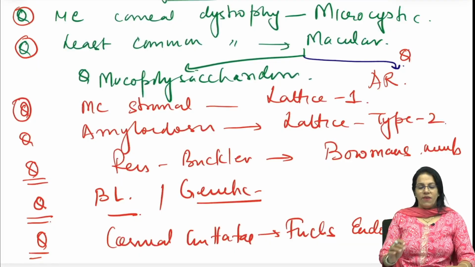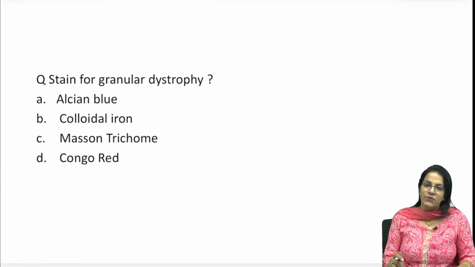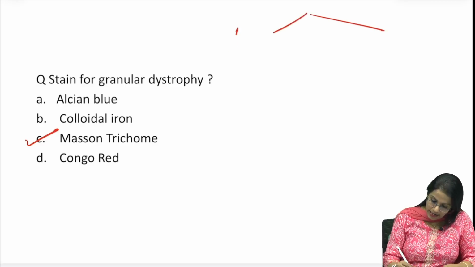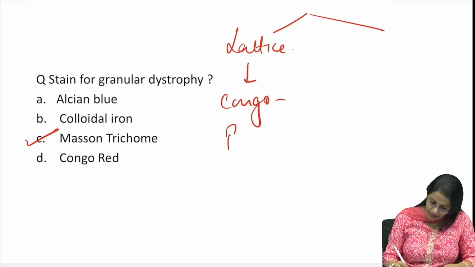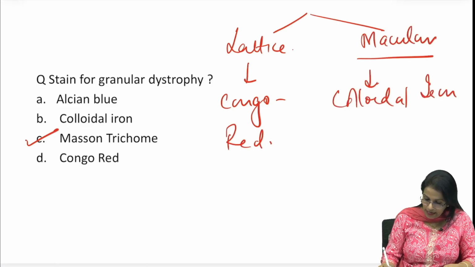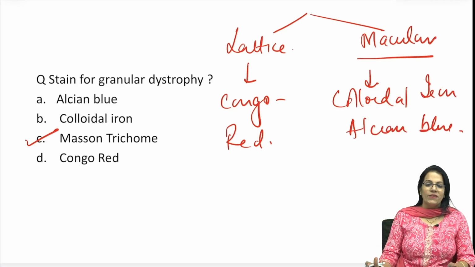Now, one question that we discuss every time, and this was an exam question, an INI-CET question. The stain for granular dystrophy is Masson trichrome. We should also know the stains for lattice, which is amyloid, so we answer Congo red. And for mucopolysaccharidosis, that is macular, we answer colloidal iron or Alcian blue. These are some important exam questions related to corneal dystrophies.